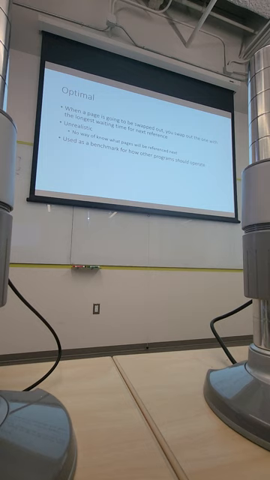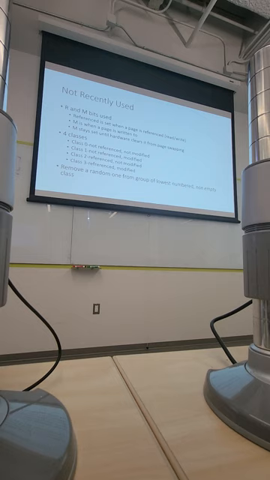Okay, so for example, not recently used. If I've got A, B, C, and D, and I'm currently in B, I've used C recently, I've used D recently, but I haven't touched A in like 1,000 milliseconds. Which one am I going to swap out? Well, the least recently used, A.